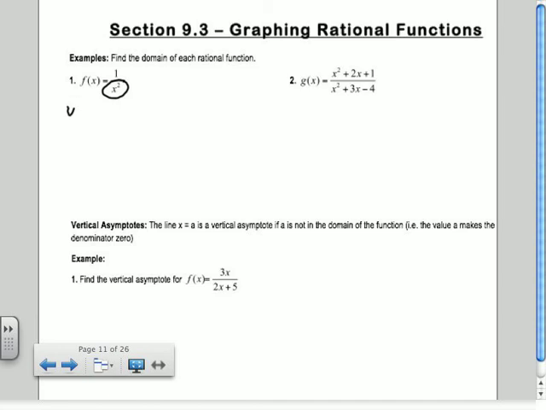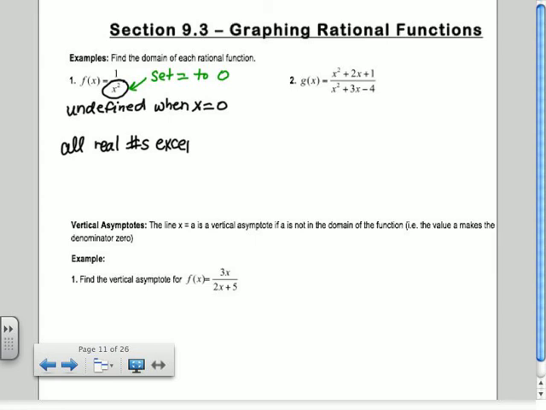Yeah, so it's undefined when x equals 0. So all we're doing is just setting the denominator equal to 0. Okay, so when we talk about the domain, this means that it's all real numbers except for 0. You can put anything in for x except 0. So we write out all real numbers except x equals 0. That's probably the easiest way to write it.